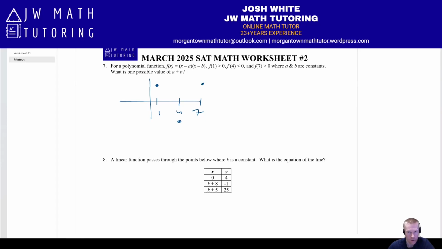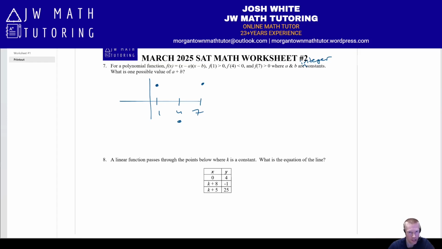All right, I just realized I forgot to mention, I'm going to have to change the wording on this. This will be fixed in the PDF. These a and b are supposed to be integer constants. They have to be integers. Otherwise, there's an infinite number of answers you could give. So that'll be fixed in the PDF.